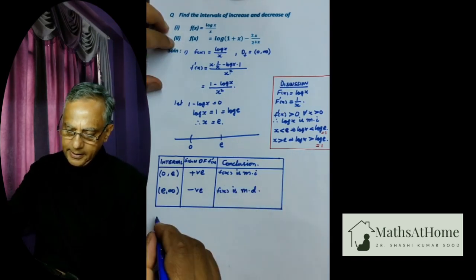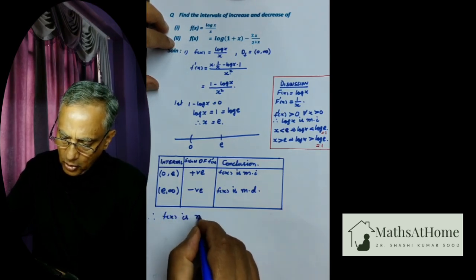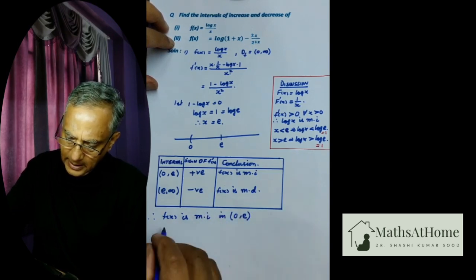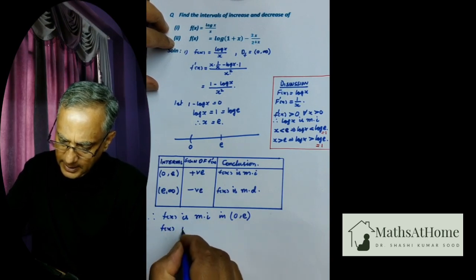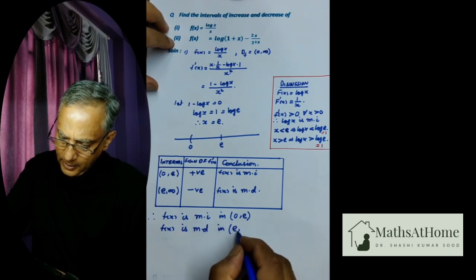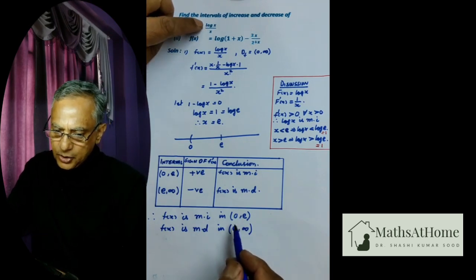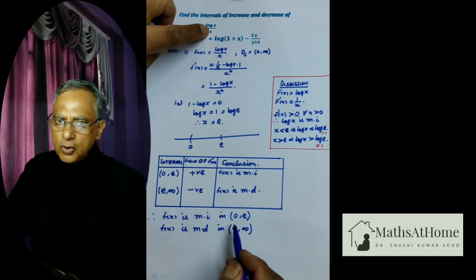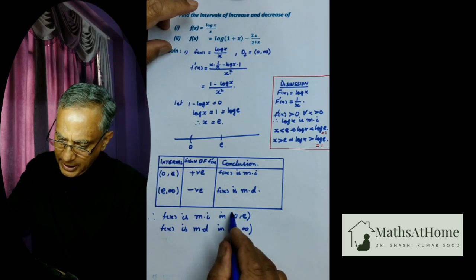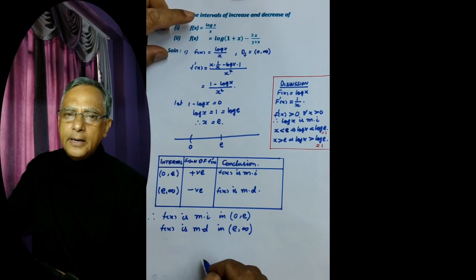monotonically decreasing, and therefore we can write f(x) is monotonically increasing in 0 to e, and f(x) is monotonically decreasing in e to infinity, and this function is not continuous at x equal to 0. 0 is also not in the domain of this function. So we cannot change this bracket into a square bracket. So we leave the result here.